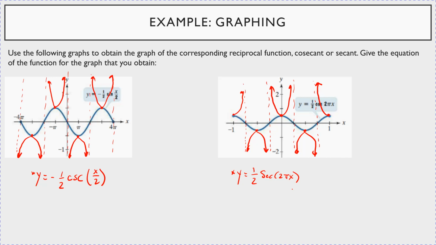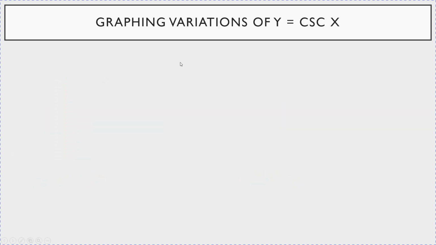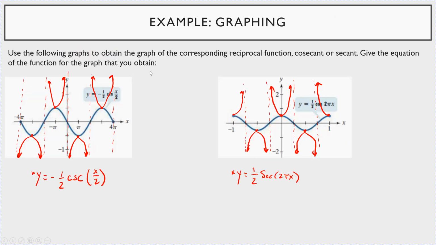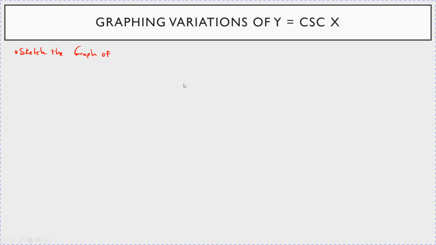All right, so let's now do some examples right from the start. I'm just going to give you the function, and you're going to have to graph sine or cosine first, and then get the other graphs. Okay, so let's do cosecant first. Let's sketch the graph of, it'll be very similar to what we just did, y is equal to, let's do 2 cosecant of x over 2.